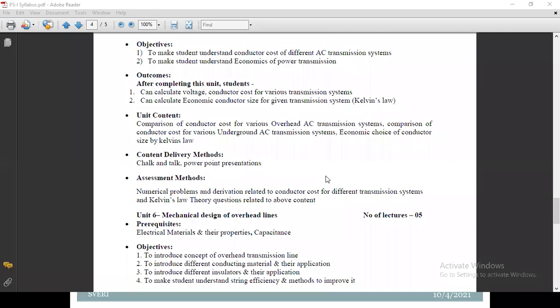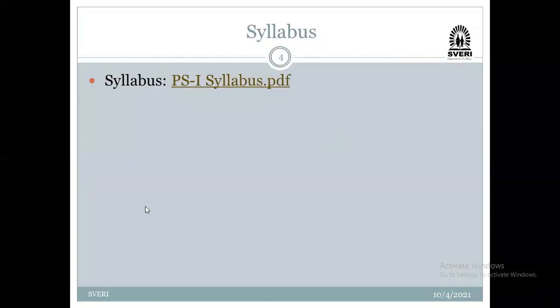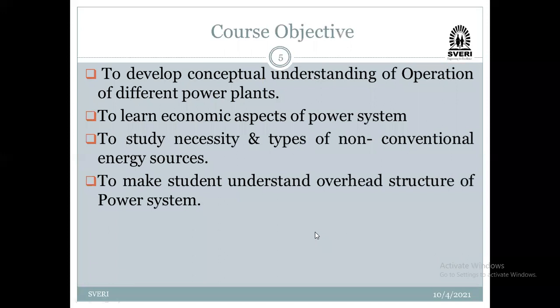So this is the syllabus of our subject. We have covered the whole syllabus, what we are going to study in it. Now see, another important part of our subject is the course objective. What is our course? Power System 1. Objective means, for what reason are we going to study this subject, that is called the objective of that subject.